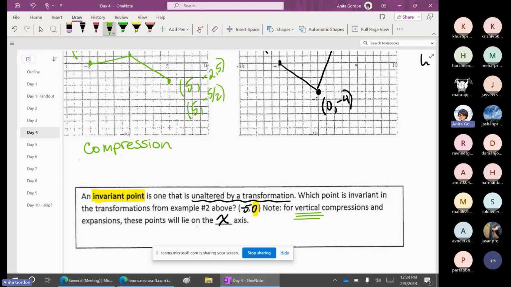So it's not for everything. But if you have a vertical stretch or a vertical reflection and the point is on the y-axis, it will not be affected. So this is going to be your invariant point.